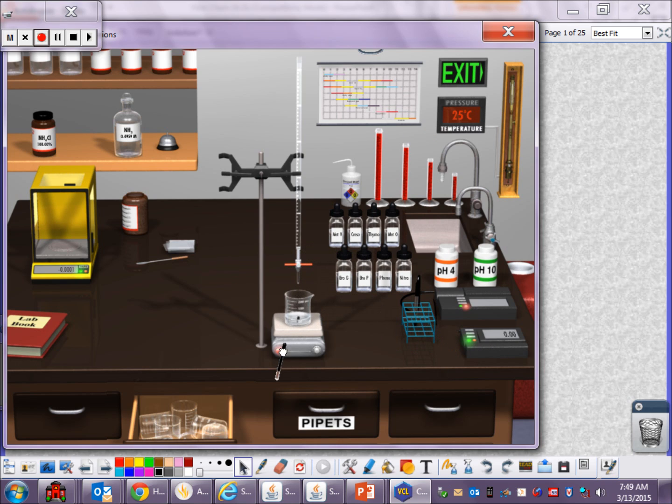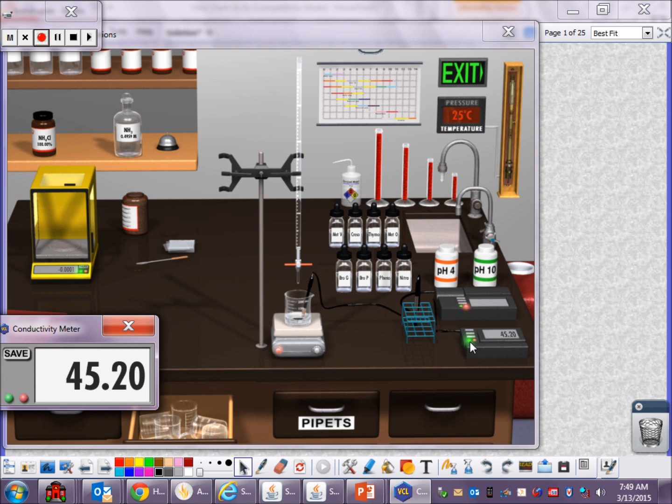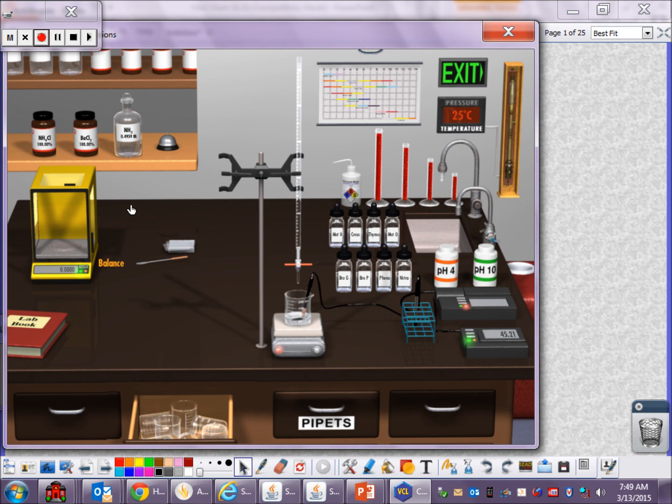I add the conductivity probe and check. Okay, it does conduct. Barium chloride conducts electricity. So let me put this back. Now I need a different technique because this is a solution. This is a liquid. What do I do with the liquid? I need to measure it a different way.